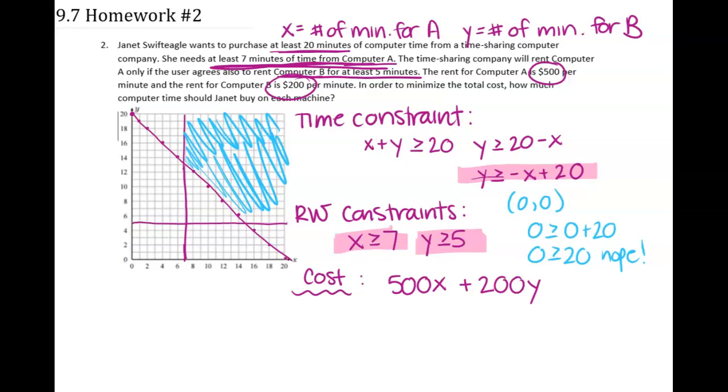And in order for x to be greater than 7, it has to be that way. In order for y to be greater than or equal to 5, it has to be above there. Okay? So now we have points to look at. We have this point here, which is 7, 13. And this point here, which is 15, 5. Now let's find our cost.